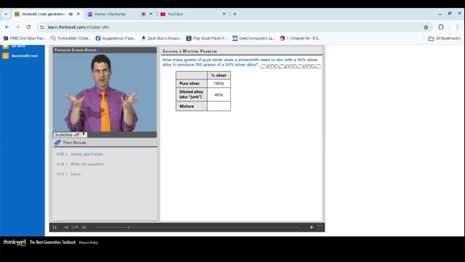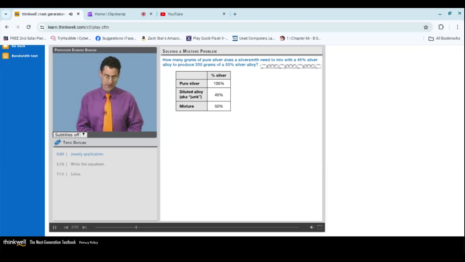Of course, if you mix them together, since this is pure silver and this is only 45%, the percentage of silver will be higher than 45, but it won't be pure anymore because it'll be contaminated. The question is, we want to get 200 grams that is 50% silver and 50% junk. Okay, let's take a look at this and think about it together.